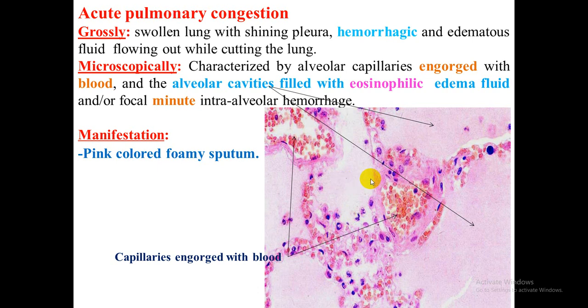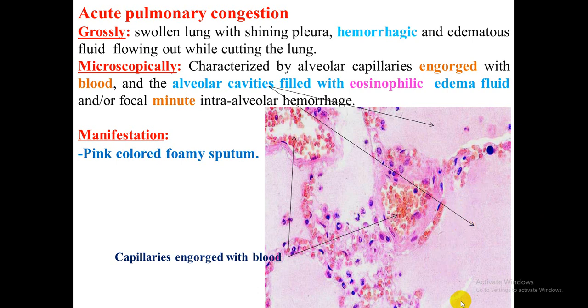Here is a typical example of the microscopic appearance of pulmonary edema, a typical example of acute pulmonary congestion. We always said acute pulmonary congestion is associated with edema, because there is an increase in the hydrostatic pressure, and increased hydrostatic pressure is considered the main or important cause of extravasation of vascular fluid into adjacent tissue.